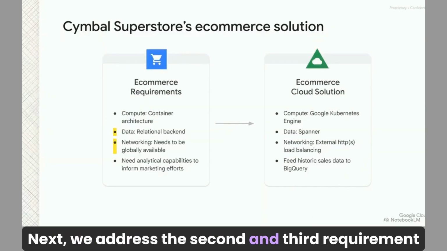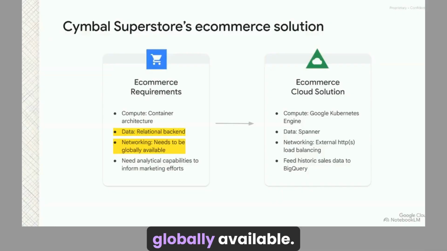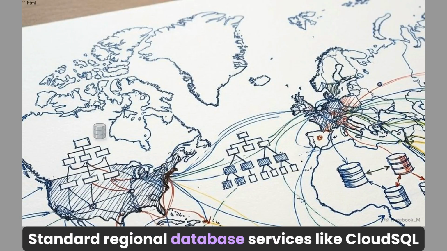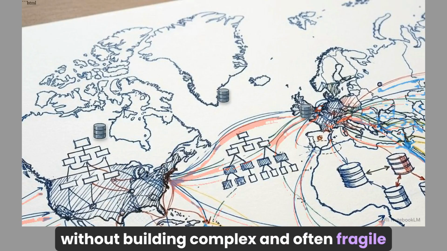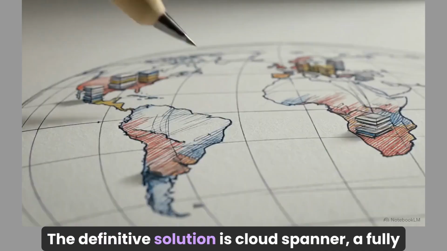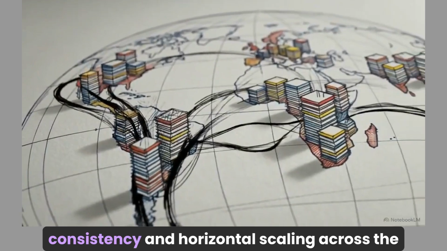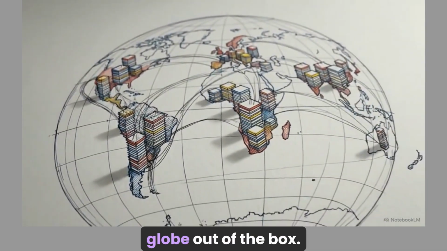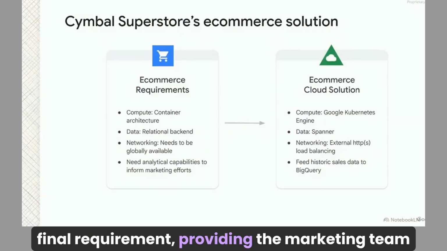Next, we address the second and third requirements simultaneously. We need a relational backend that must be globally available. Standard regional database services, like Cloud SQL, cannot fulfill a global availability requirement without building complex and often fragile custom replication configurations across multiple regions. The definitive solution is Cloud Spanner, a fully managed relational database service providing consistency and horizontal scaling across the globe out of the box.